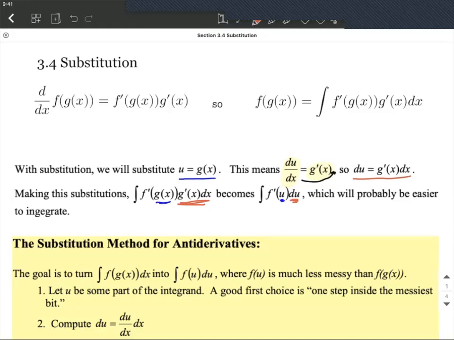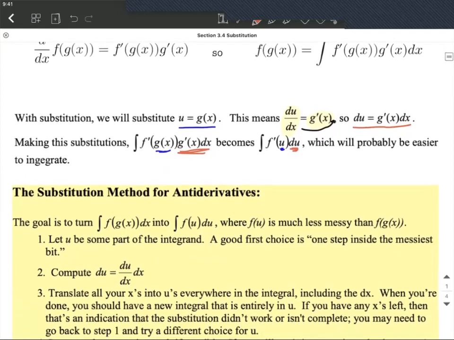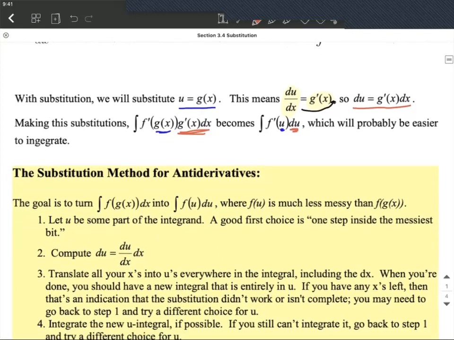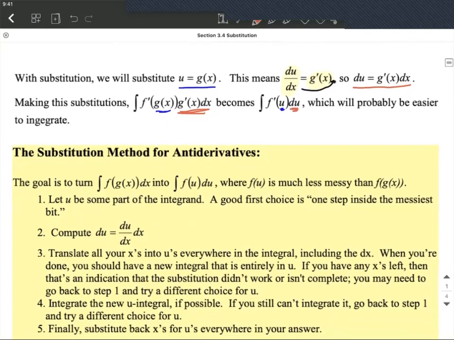So the steps, we'll definitely go through them with a bunch of examples in this section, and it does take some practice, but the basic steps are, you want to pick your u, so you want to pick some innermost function. Try and make it the innermost function. It's got stuff attached to it. It's under a radical. There are all kinds of different things, but make it the inner function.